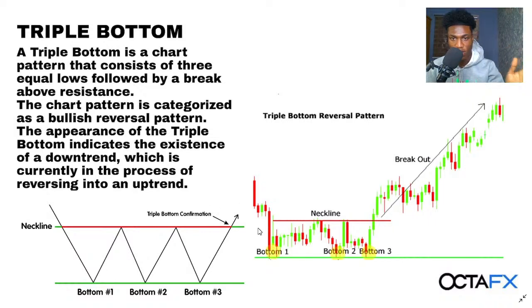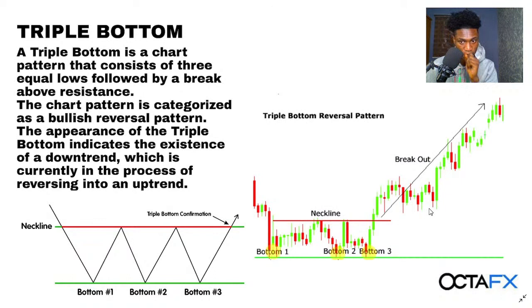So we're going to take the definition and just overlay it on the illustration. It's a pattern that consists of three equal lows. You have 1, 2, and 3, and it's followed by a break above resistance. And it's categorized as a bullish reversal pattern. Now, like I said, it doesn't always retest, right? These chart patterns don't always retest. So if you're waiting for a retest, you'd have missed this trade.